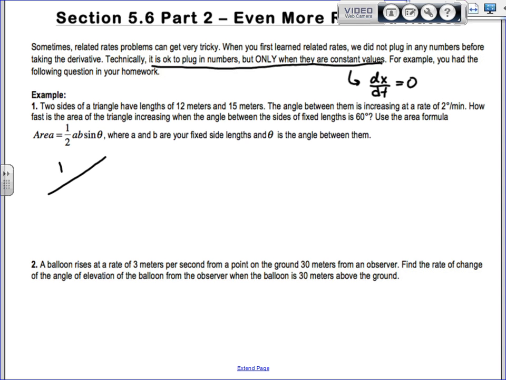What it's talking about is if you have a 12 meter stick and a 15 meter stick, those are fixed lengths. So when you're making the triangle larger, those lengths aren't changing. So that's what you had on your homework. The theta is the angle between them. You're creating some kind of triangle. So your area is equal to 1/2 AB sine of theta.